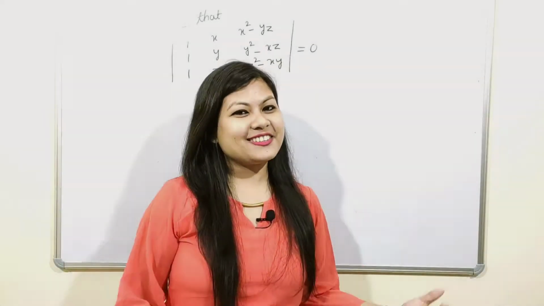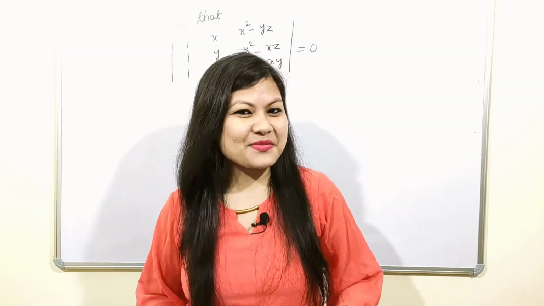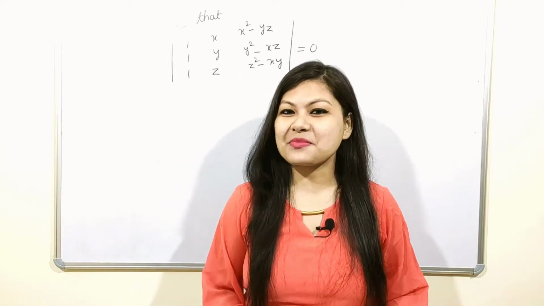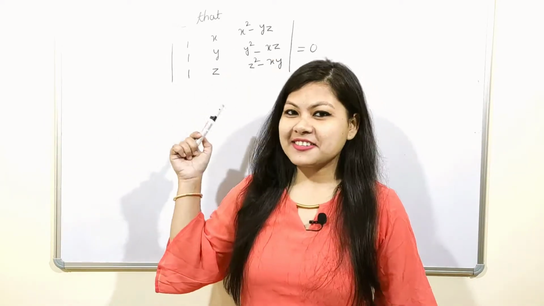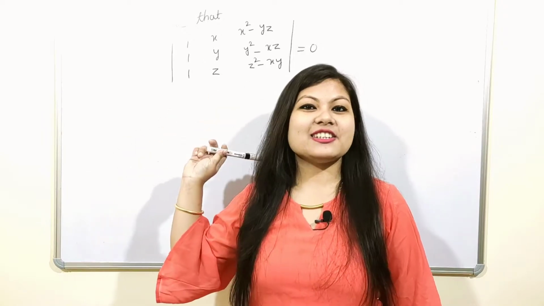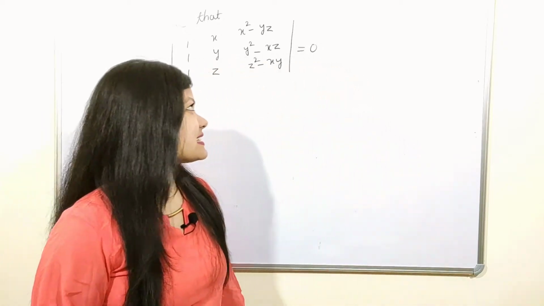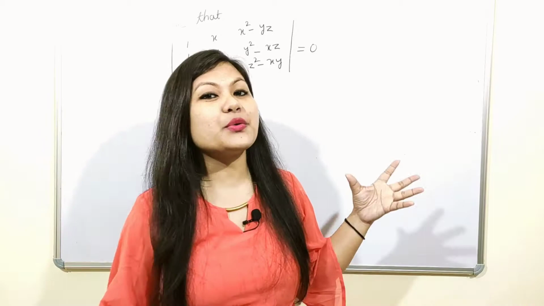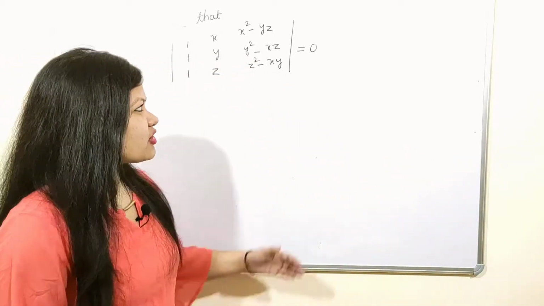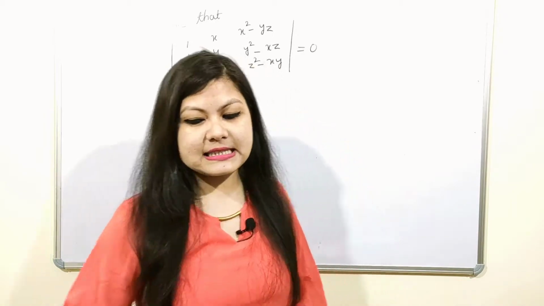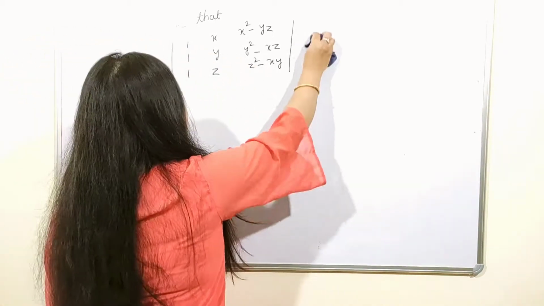Hello everyone, this is Rashmi and again I am going to discuss some questions related to determinants. A determinant is given on the left hand side and some values are given on the right hand side. We need to prove that the left hand side is equal to 0.